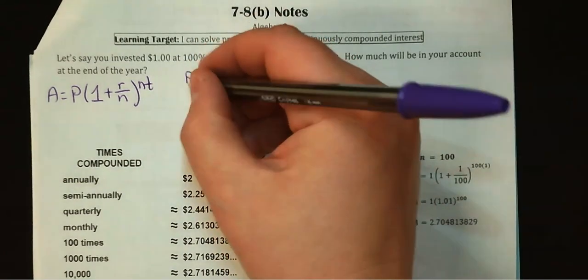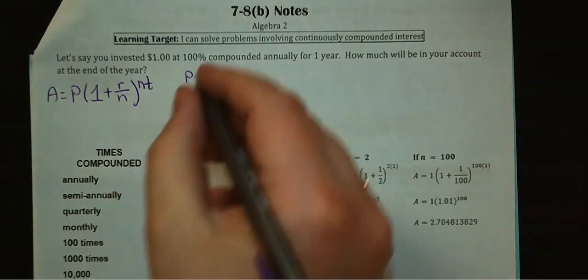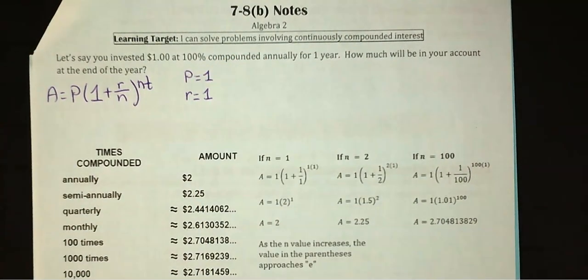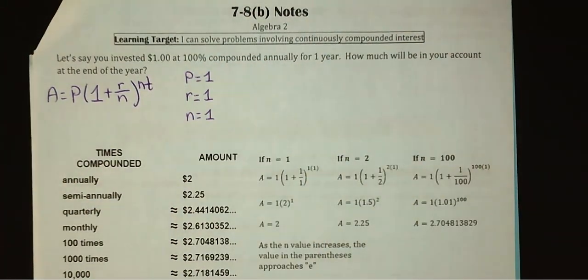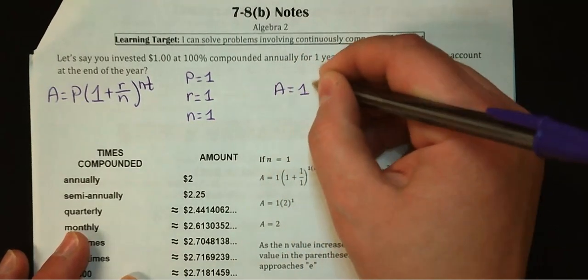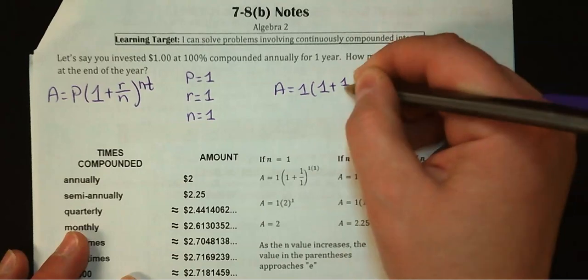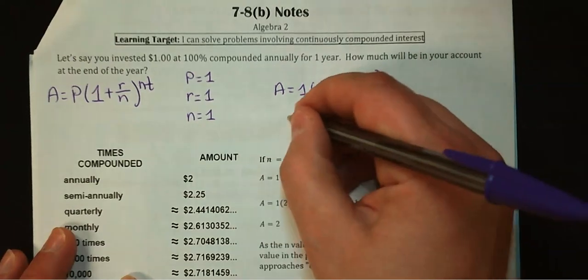I know this is kind of a weird setup, but if it's 100%, does anybody know what the rate would be if you're investing at 100%? It's actually 1. So 100% would be a rate of 1. And then it says compounded annually, so the number of times compounded would also be 1 for 1 year. How much would be in your account at the end of the year? I'm just going to plug these in. So this would be 1 times 1 plus 1 over 1 to the 1 times 1. It's a bunch of 1s there.